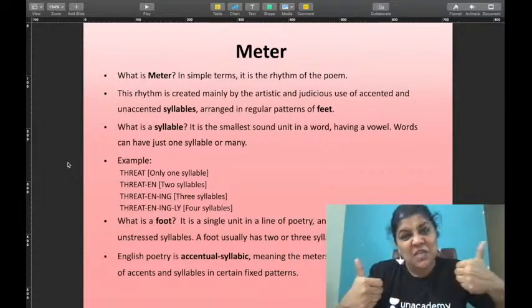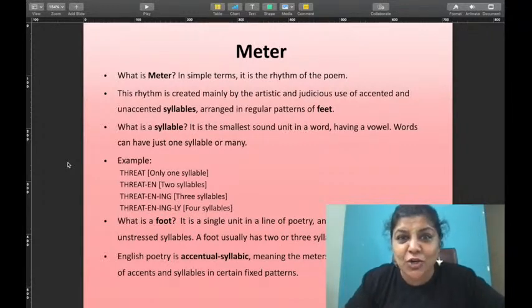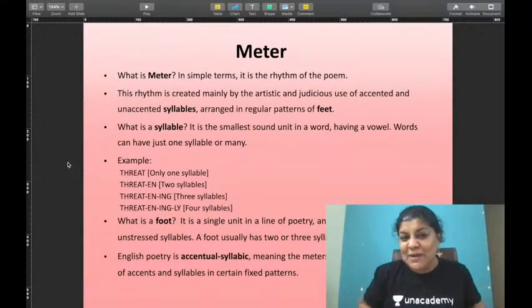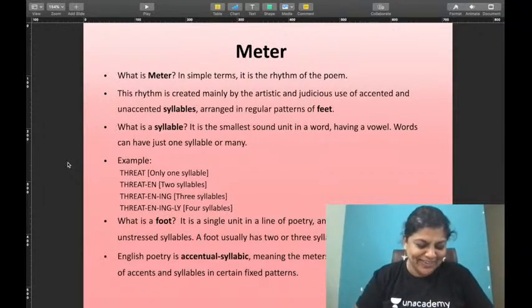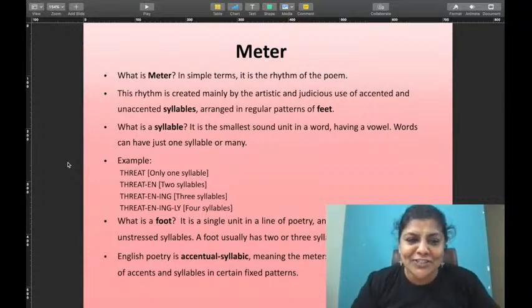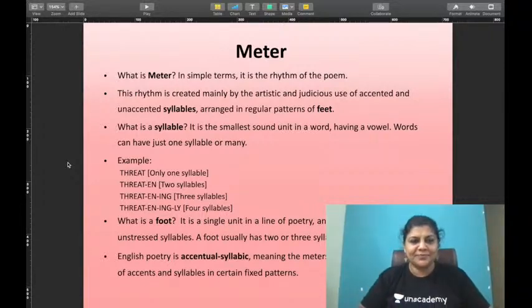People ask me, if NTA stops NET, what will you do? I will say, I will immediately start a primary school, because I am learning to do it, primary school teaching.